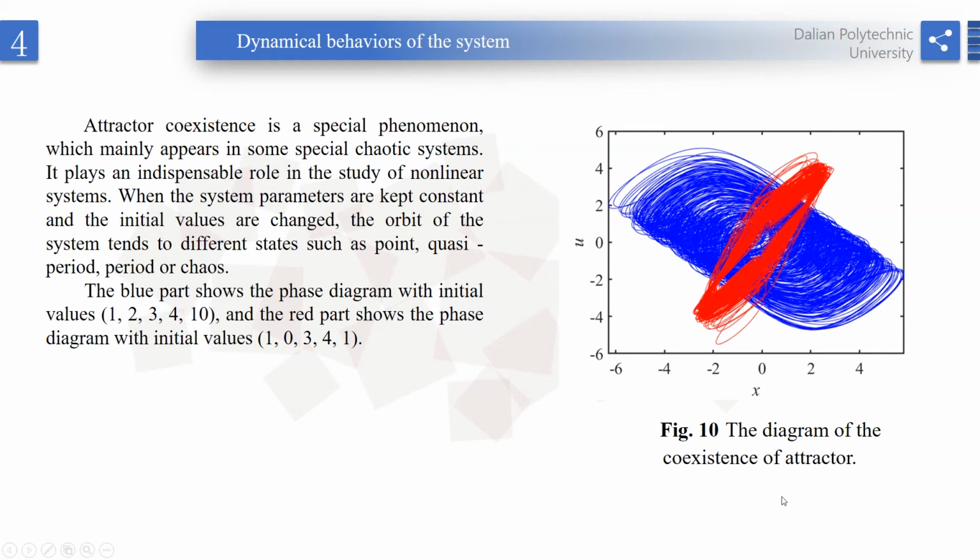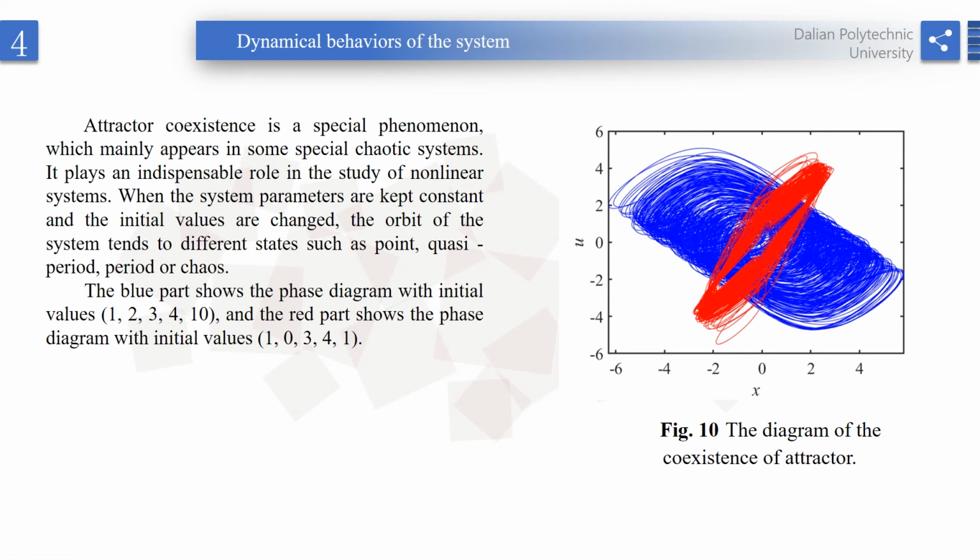This is the diagram of the coexisting attractors. Attractor coexistence is a special phenomenon which mainly appears in some special chaotic systems. It plays an indispensable role in the study of nonlinear systems.